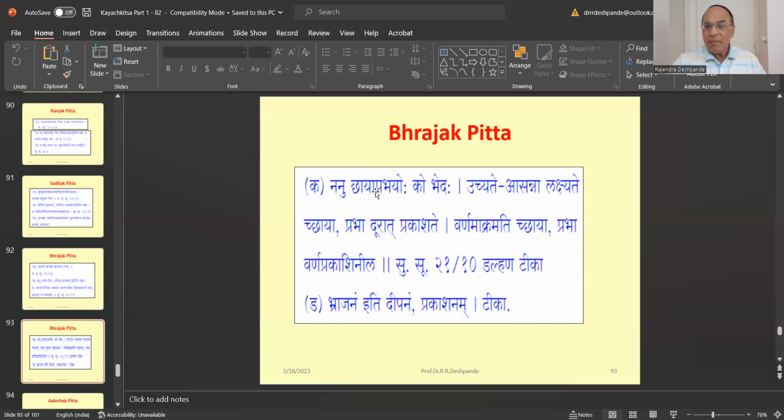Nano Chaya Prabhayoho ko bhedaha. This is important for the students. They are always asked this question in the oral. What is the difference between Chaya and Prabha?